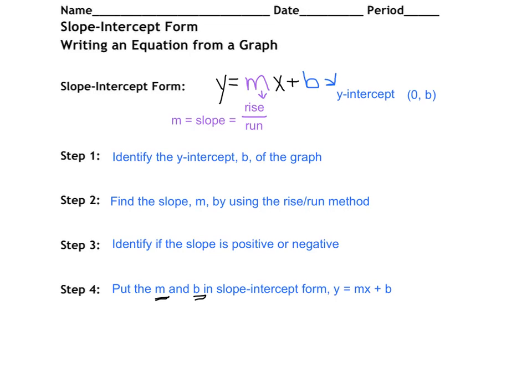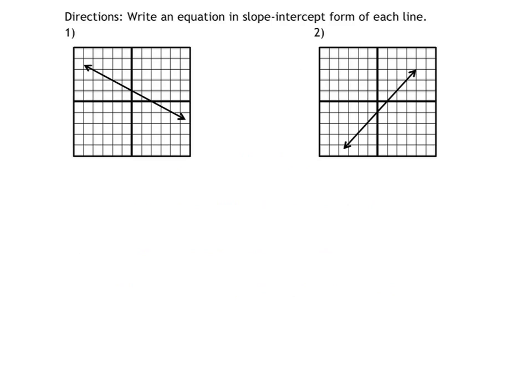So now let's do some problems together. Let's write some equations given some graphs. The directions state, write an equation in slope-intercept form of each line. Our first step, step 1, is to identify our y-intercept, and the y-intercept is where it hits the y-axis. So our y-intercept is right here. Step 1, we want to find our b. That coordinate is (0, 1), so b is equal to 1.